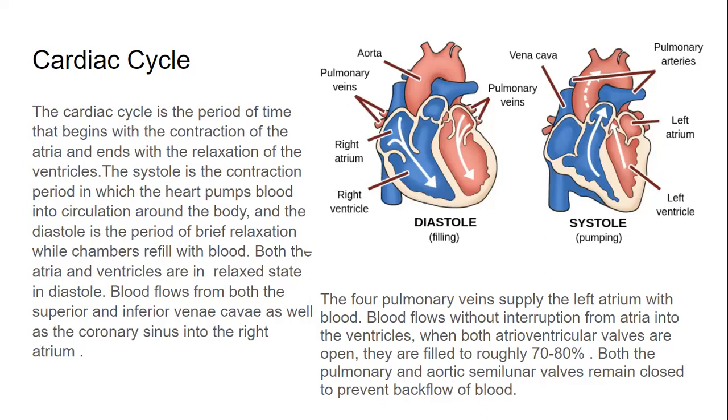Blood flows from both the superior and inferior vena cava, as well as the coronary sinus, into the right atrium. The four pulmonary veins supply the left atrium with blood. Blood flows without interruption from atria into ventricles when both atrioventricular valves are open, and that fills roughly 70 to 80%. Both of the pulmonary and aortic semilunar valves remain closed to prevent backflow of blood.